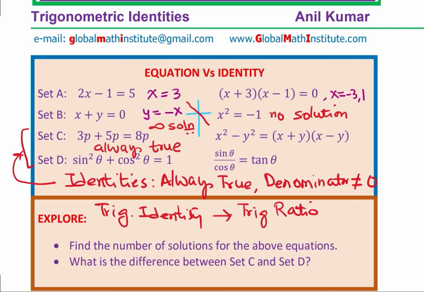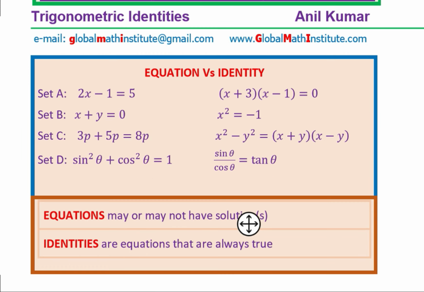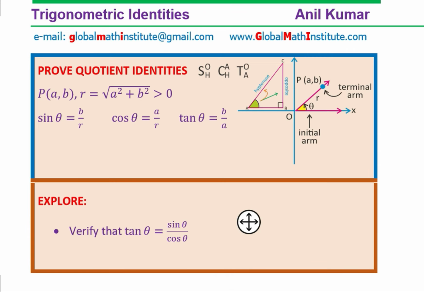Let's move forward and see what we have. Now we have learned that equations may or may not have solutions, correct? But identities are equations that are always true. That is a basic summary of what we just learned. Now let's talk about how we prove these identities.